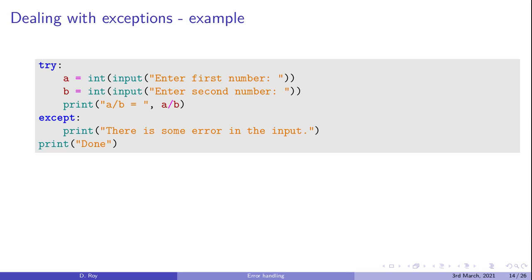Now, let us look at the same example where I am taking 2 integers as input in 2 variables a and b, and I am printing the result after dividing a by b. As this statement can create an exceptional situation, I am putting it inside this try block, and the corresponding exception handling statement I have put in this except block.